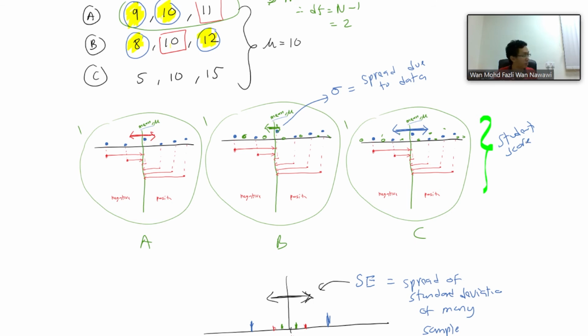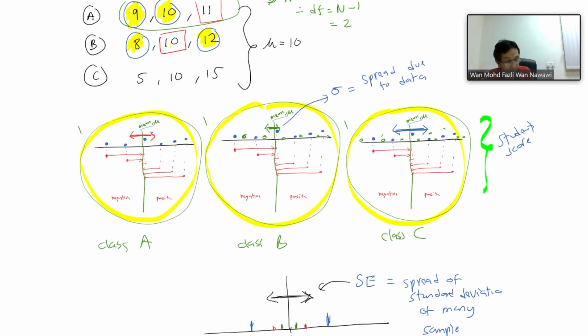So when you do this, A is one population, B is one population, C is one population. Let's say you are interested only in this, and you don't want these three measurements to represent the entire population. You just want to deal with this small population. You have three classes, class A, class B, and class C. For example, you are a teacher or lecturer teaching only three classes, so those three classes are your population.